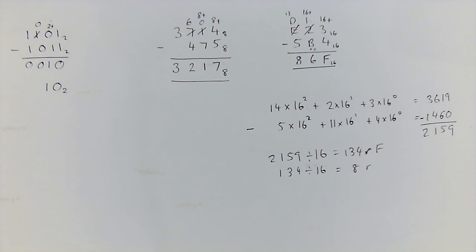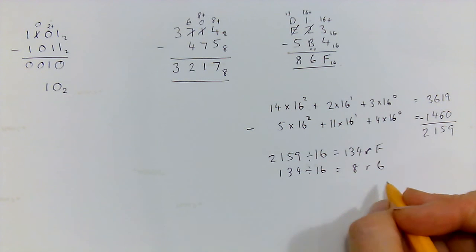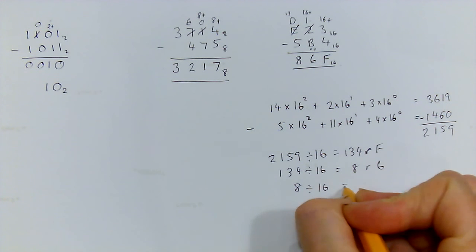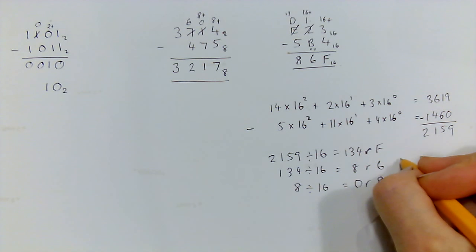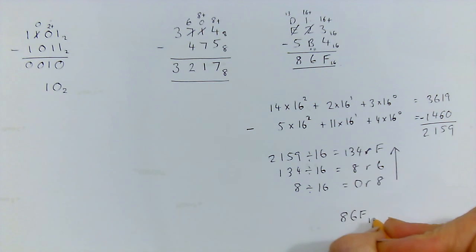Okay, and then 134 minus 16 times 8 will give us the remainder of 6. And then if we do the quotient 8 divided by 16, we get 0, remainder 8. And we read from the bottom, so we get 8, 6, F, base 16, which is what we had before.